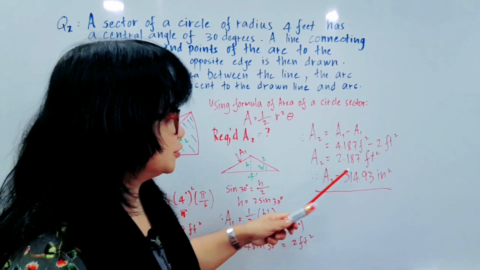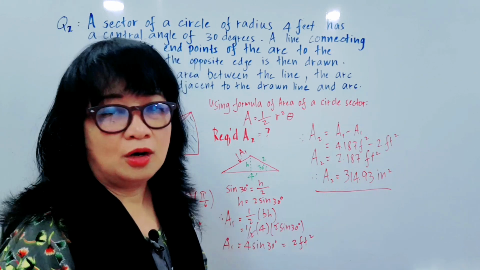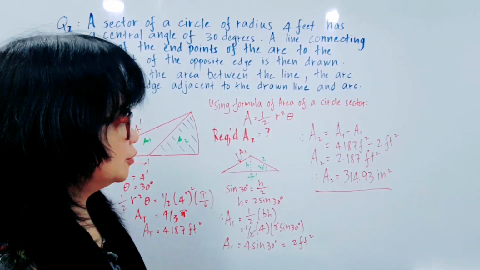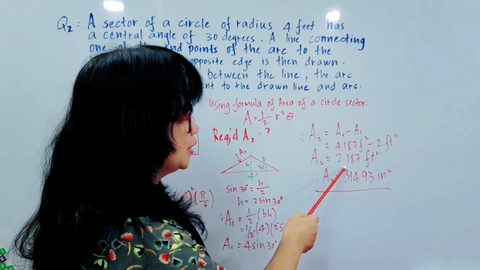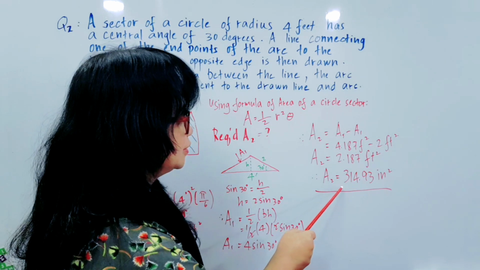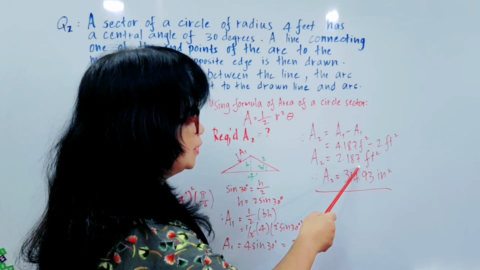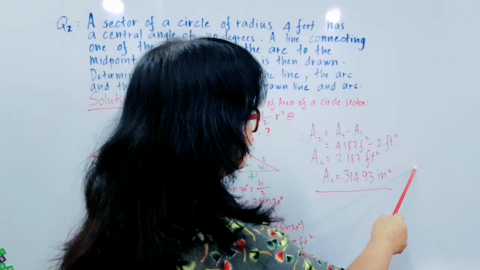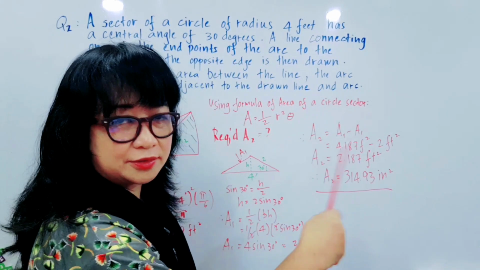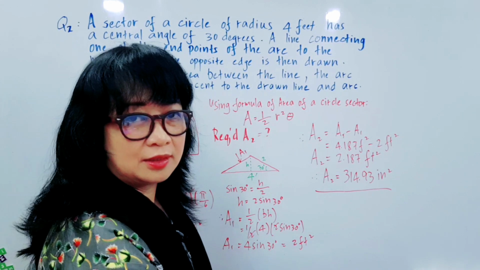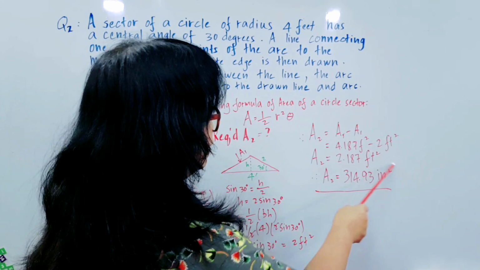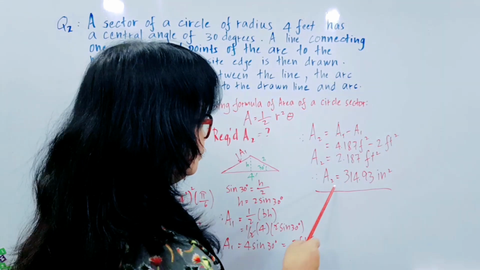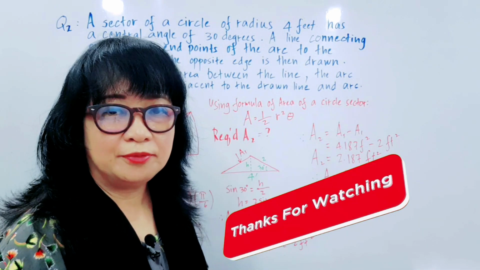Now, if we change the feet to inches, 1 foot is equal to 12 inches. Because this is a square foot, area 2 is equal to 2.187 multiplied by 12, then again by 12, since 1 foot is 12 inches. Therefore, area 2 in square inches is equal to 314.93.